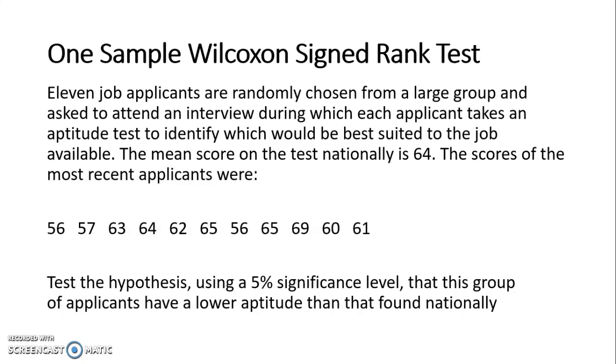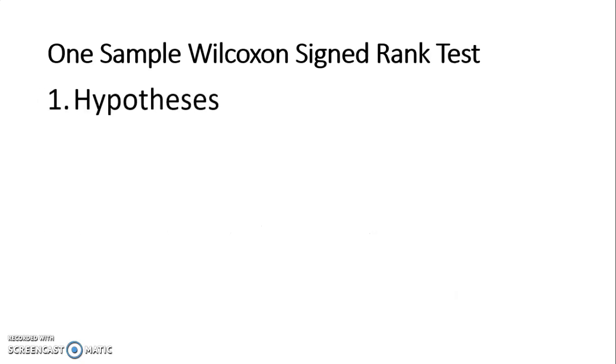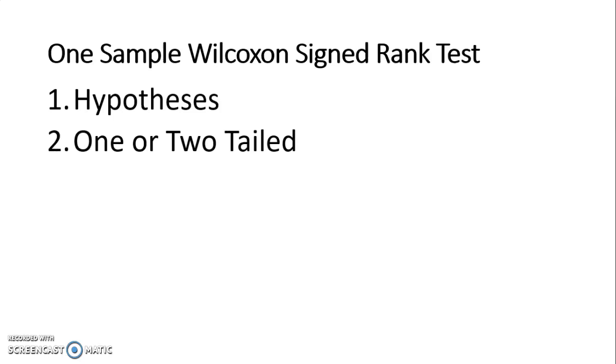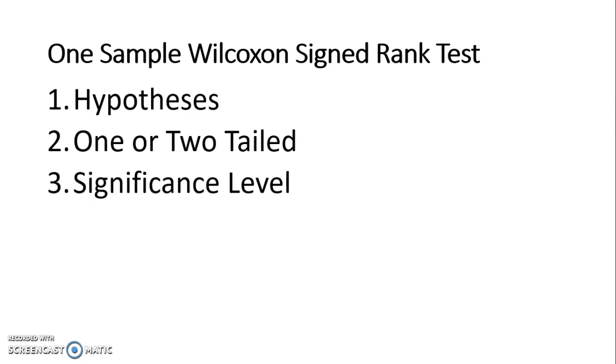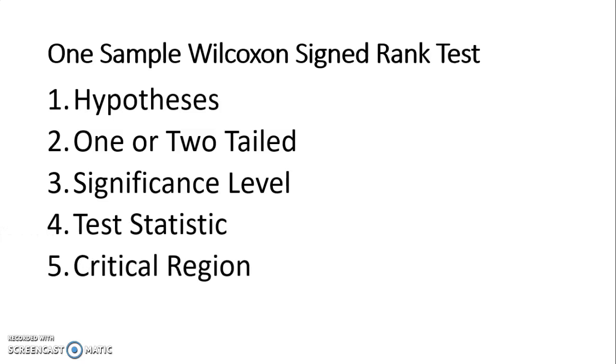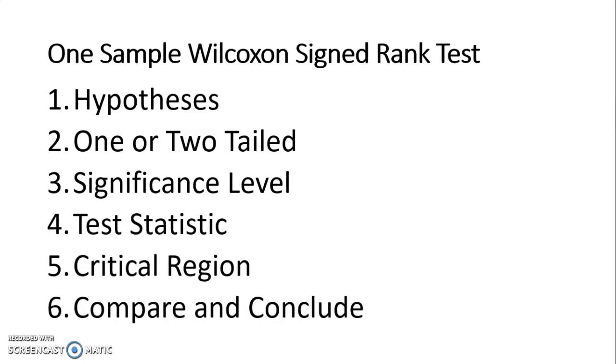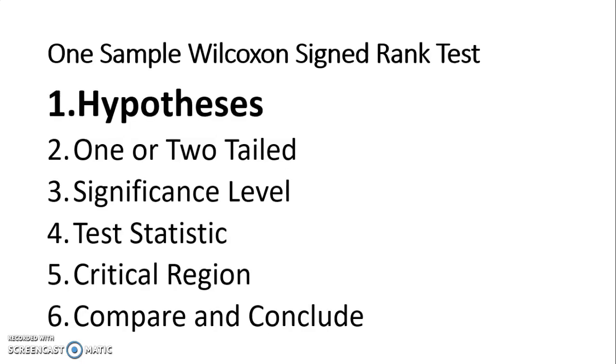Test the hypothesis using a 5% significance level that this group of applicants have a lower aptitude than found nationally. So with all hypothesis tests, we need to make sure that we identify the 6 key points in our hypothesis test. The first being the hypotheses, stating if it's one or two-tailed, finding the significance level, calculating the test statistic, identifying the critical region, and comparing those two and concluding in context. So let's start by looking at the hypotheses.